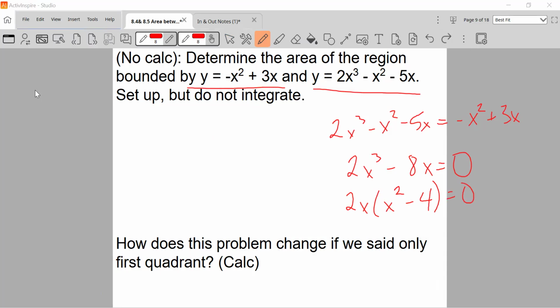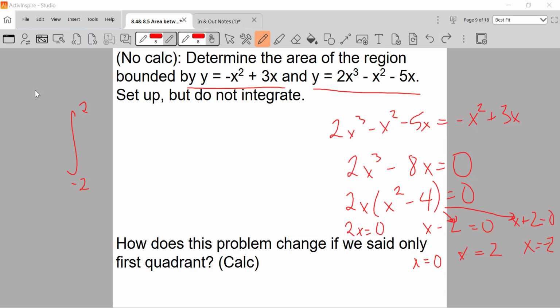So I have a bunch of bounds here. I have 2x equals 0, x minus 2 equals 0, and x plus 2 equals 0. These two are coming from the x squared minus 4. So I get x equals 2, x equals -2, and x equals 0. Now, my goal is to set up but not integrate, so this is where I might make this a little bit easier on myself, and I will just go -2 to 2.